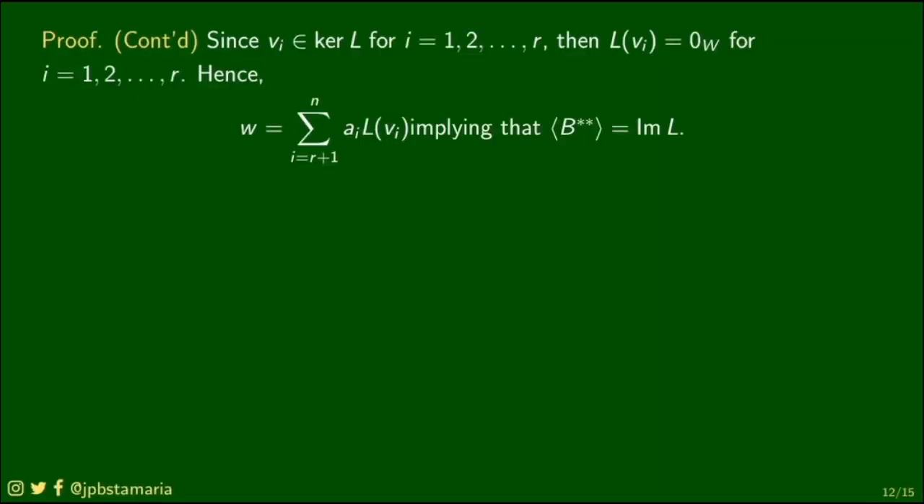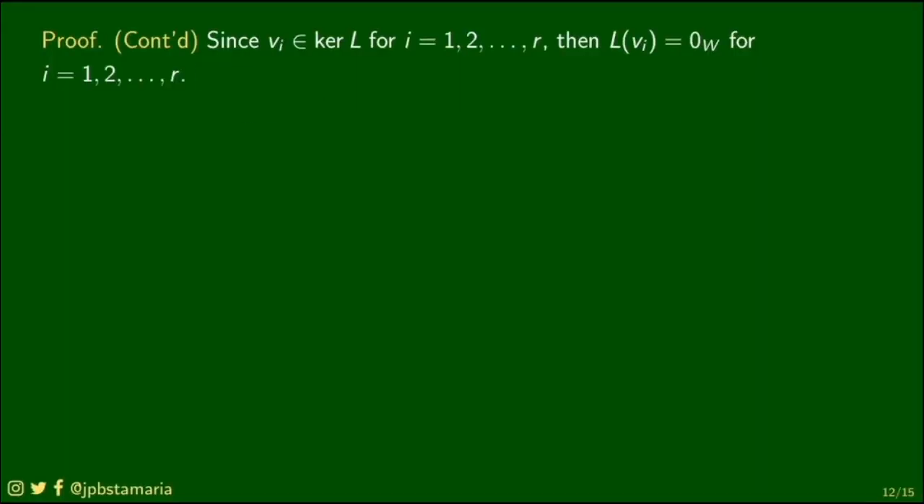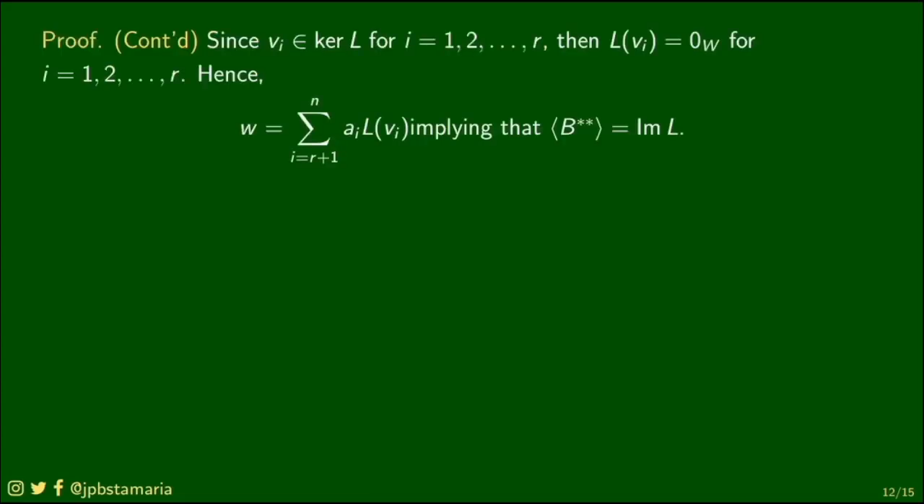Therefore, because B double star consists of these vectors, that proves that W is a linear combination of them. Therefore, what? B double star spans the image. To finish the proof, we also only need to show that B double star is linearly independent.